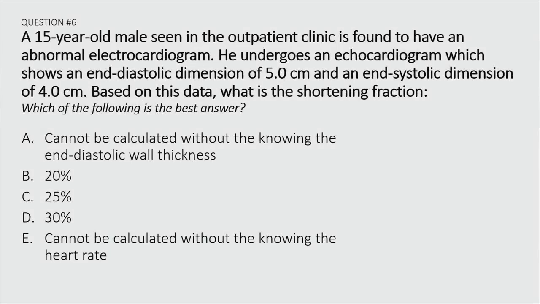Next, question 6. A 15-year-old male seen in the outpatient clinic is found to have an abnormal electrocardiogram. He undergoes an echocardiogram which shows an end diastolic dimension of 5, an end systolic dimension of 4. Based on this data, what is the shortening fraction? A, cannot be calculated without knowing the end diastolic wall thickness. B, 20%, C, 25%, D, 30%, E, cannot be calculated without knowing the heart rate.